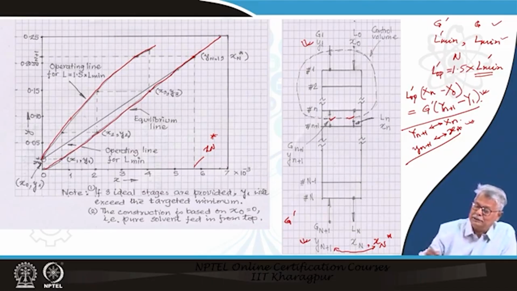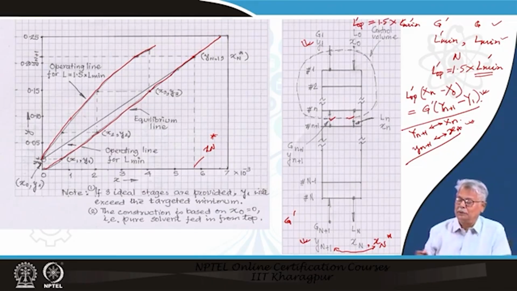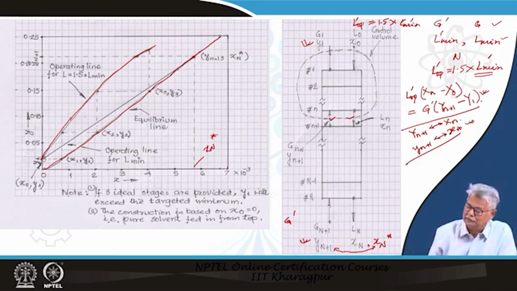Now, we are going to do this for a flow rate of L operating, which is nothing but about 1.5 times L minimum dash. We know L minimum dash, so naturally L dash operating is also known for us. So, what we do is we start drawing this operating line based on this L dash operating value of 1.5 times L minimum. Now, we basically have a relationship between x and y. This is basically the operating line equation.